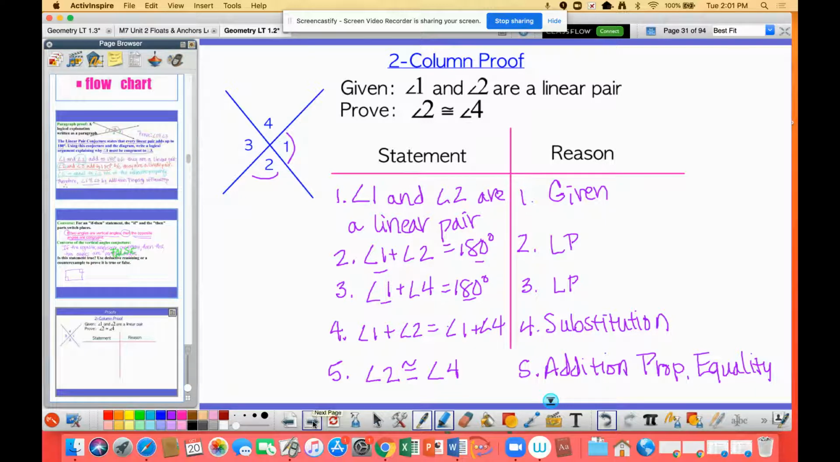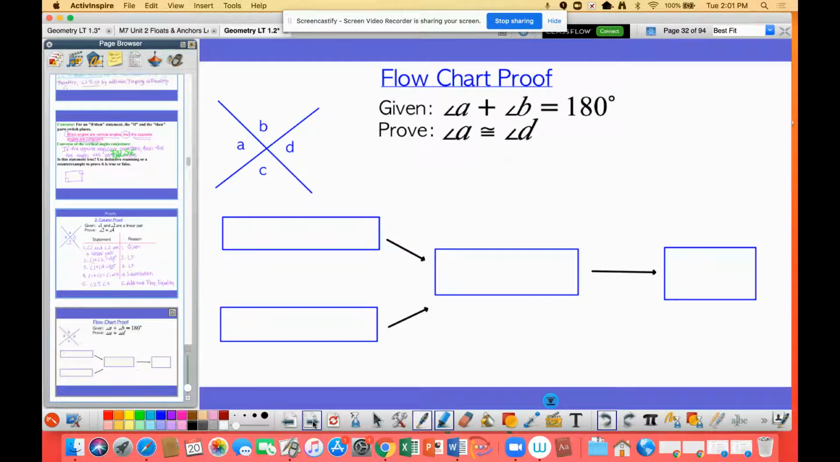All right, we have one more kind of proof to do, and this one is a flowchart proof. So make sure that you have the title flowchart proof. Make sure you have the given statement, angle A plus angle B is 180. Make sure you have the prove statement, angle A is congruent to angle D, and that you have the figure drawn of these two intersecting lines over here, and the angles are called A, B, C, and D here.